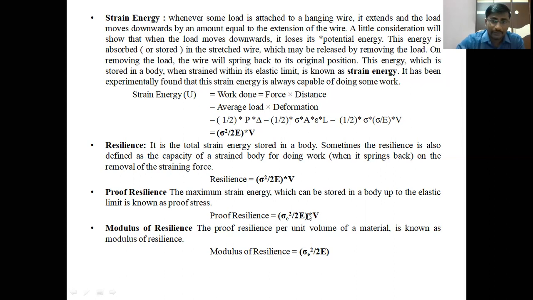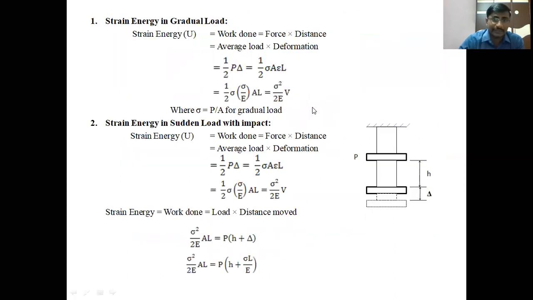The volume cancels, per unit volume, divided by volume. The remaining formula, sigma square by 2E, is the modulus of resilience. All these three parameters are strain energies. Strain energies, all three of them, except one is per unit volume, one is up to the elastic limit, and one is the total strain energy stored in the body. Clear students? This is the small concept.